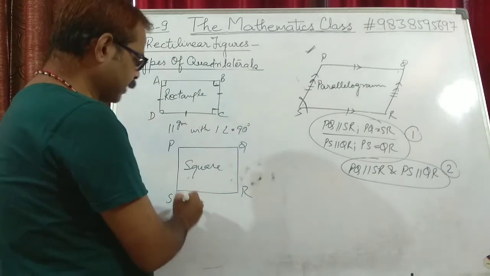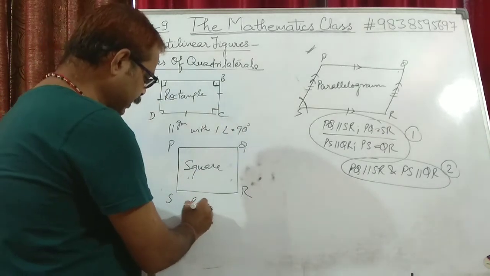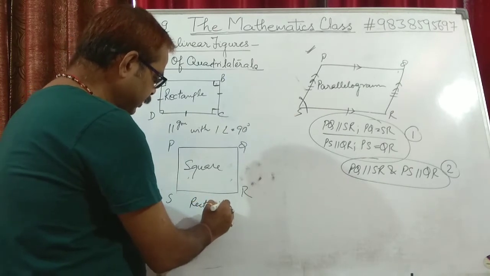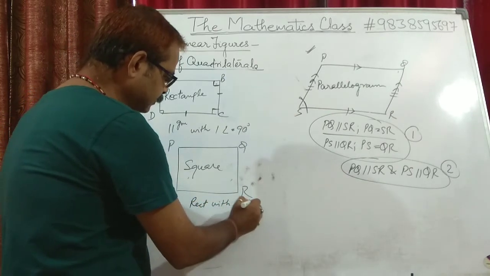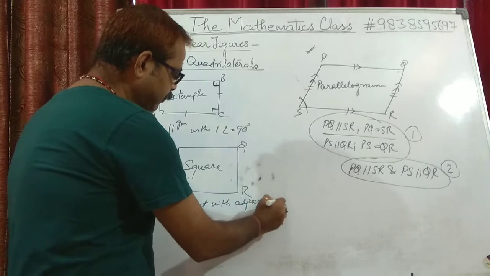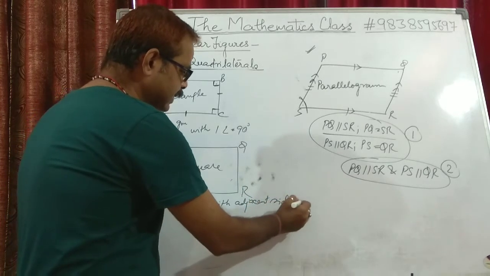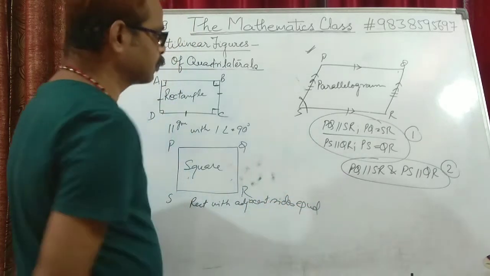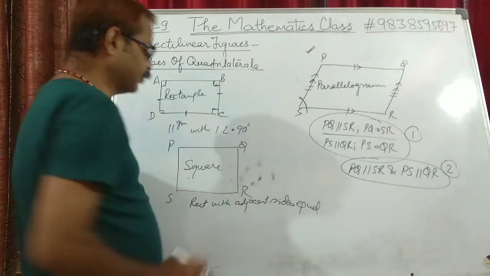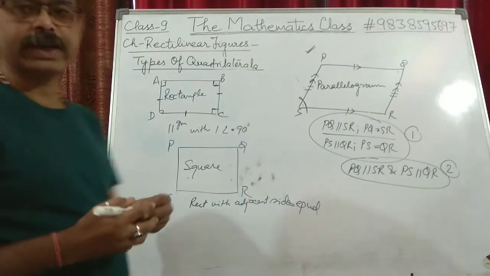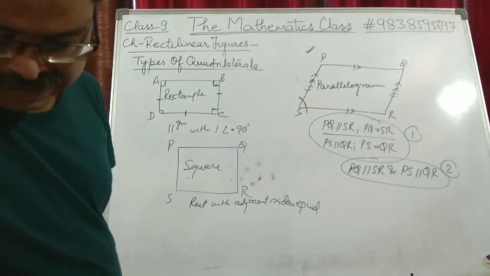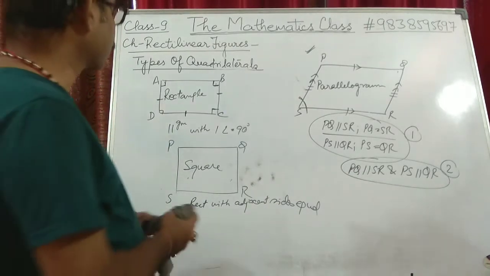So what is a square? A square is a rectangle with adjacent sides equal. We have discussed four types of quadrilaterals. Now next is a rhombus.